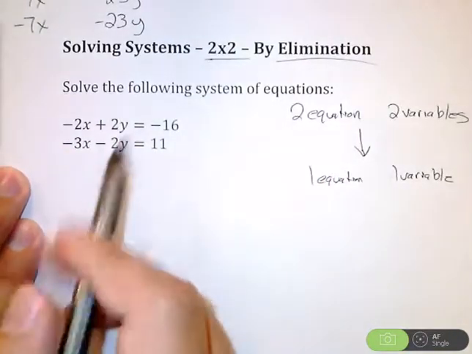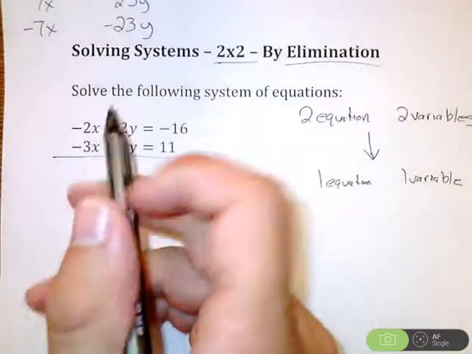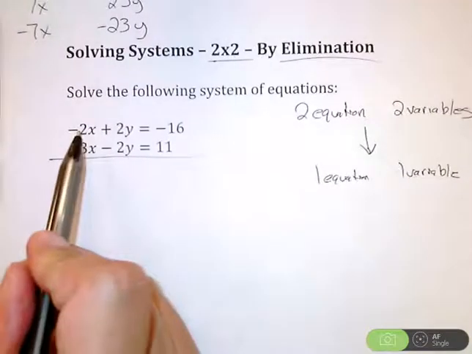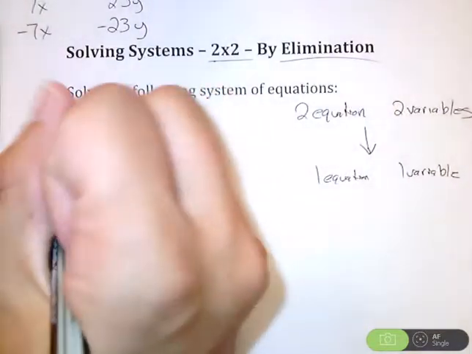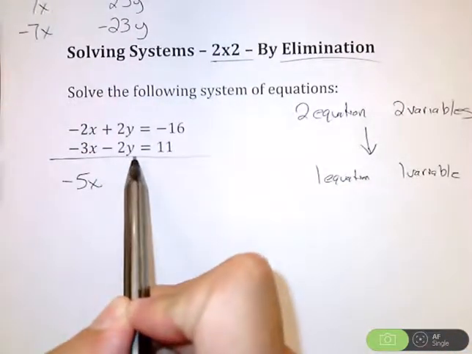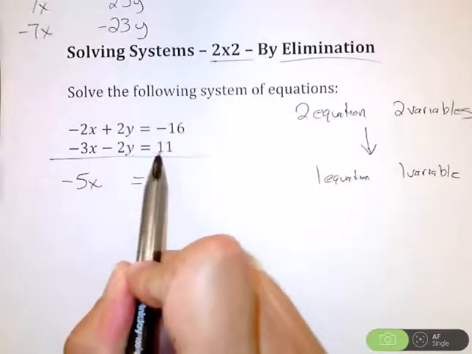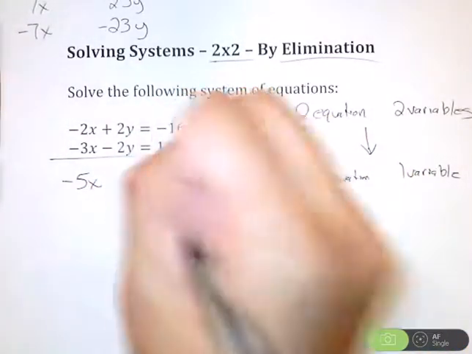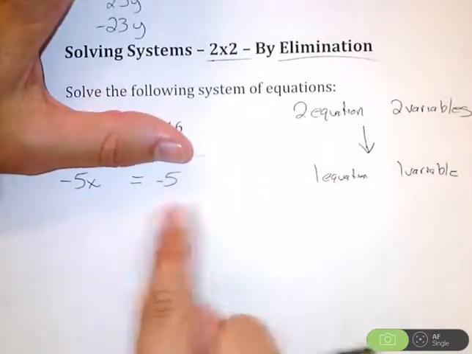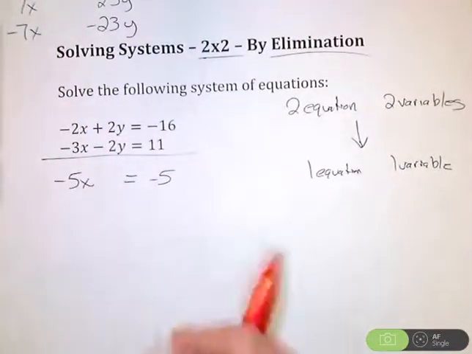Since these are already set up for elimination, I'm just going to add straight down. Add my x's, add my y's, add my constants over here. So negative 2x plus negative 3x is negative 5x. A 2y minus a 2y is 0, so I don't need to write anything for that. And negative 16 plus 11 is negative 5. And just like that, I went from two equations with two variables down to a single equation with one variable, which is x.